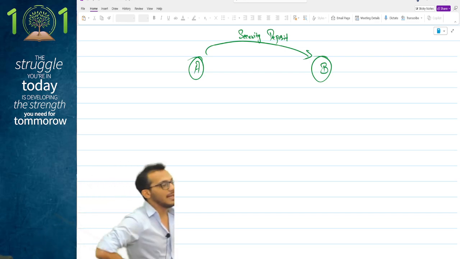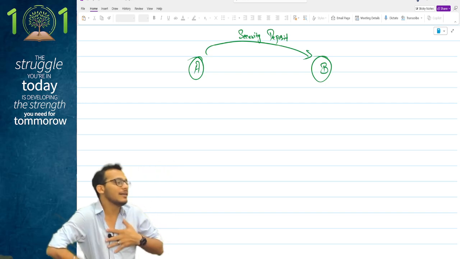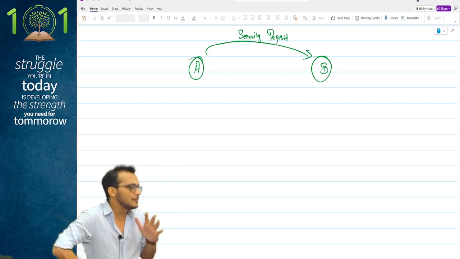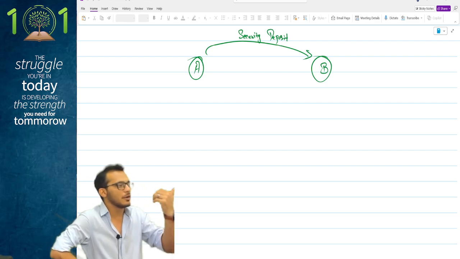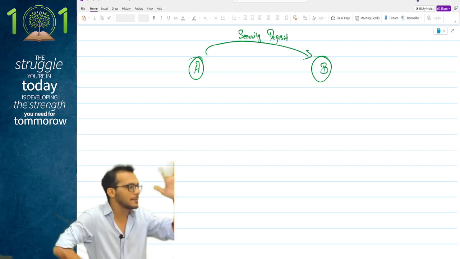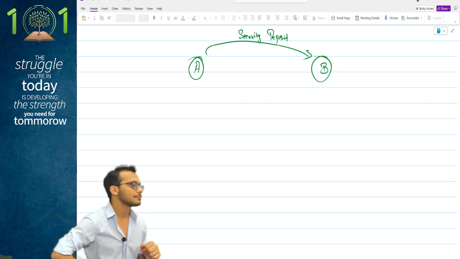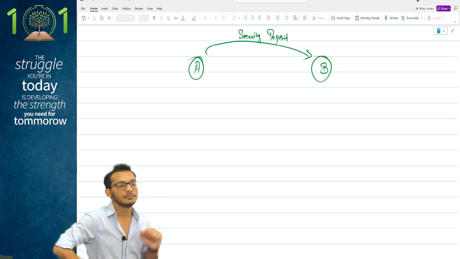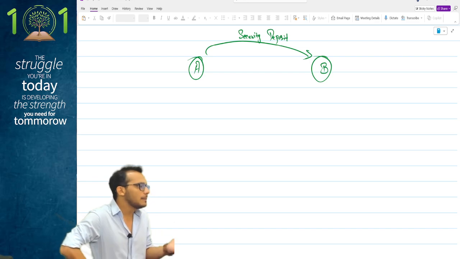So A went to B and said, I am leaving your premises because there is a dispute going on. I don't want my security deposit back. You keep it. I don't want it. So B kept the security deposit.